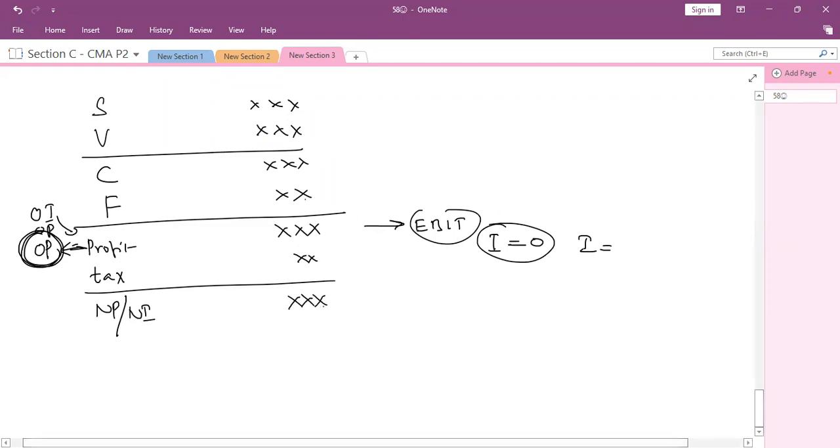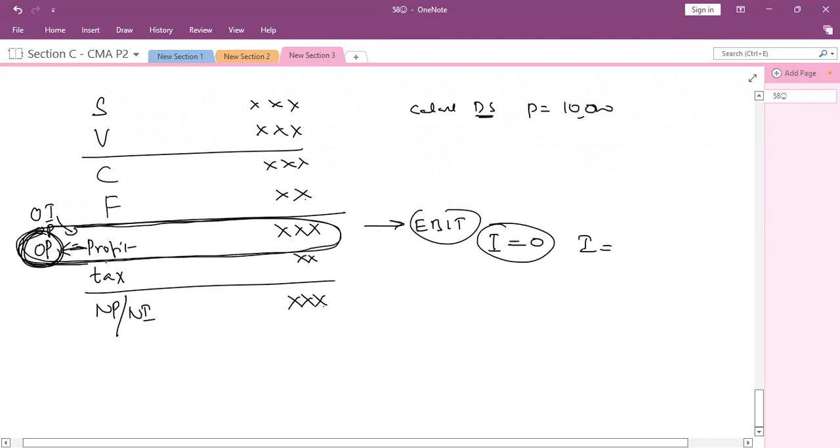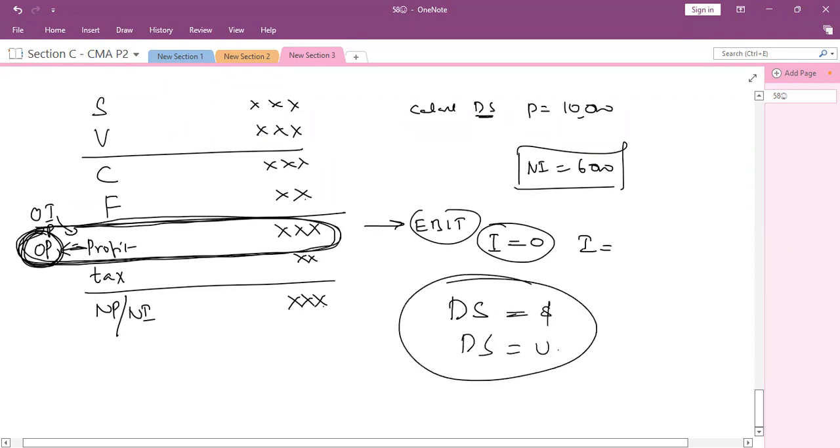Net income. In examination, if they give you, calculate desired sales if profit is 10,000, we know that this profit given is operating profit. Now in exam, what they will give you: if net income is 6,000, calculate desired sales in dollars, desired sales in units. Then that is a problem.